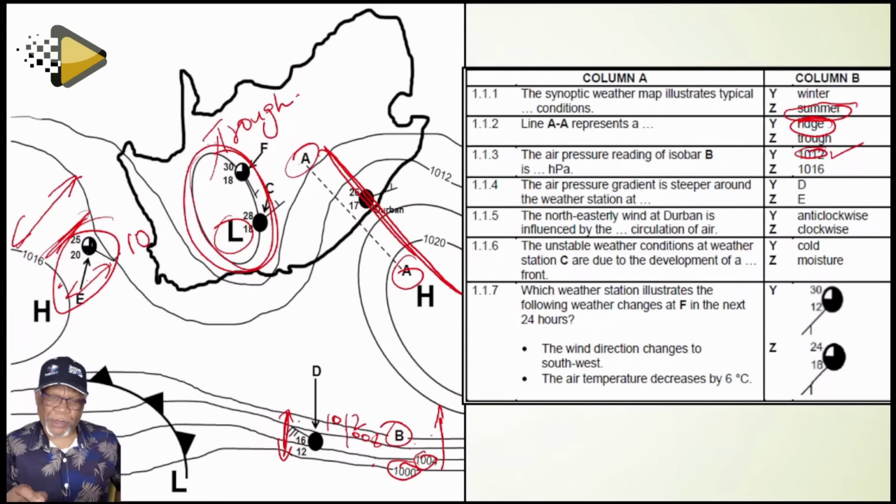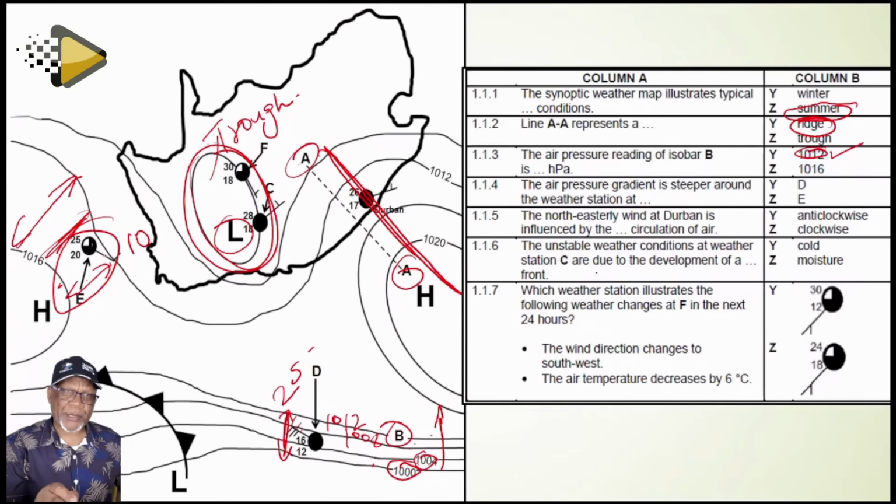But what is the wind speed here? This is 10, 20, and 25. The wind speed here is 25 knots. The wind speed here is 10 knots. And what is influencing that is the distance between isobars. The distance between isobars here makes it a gentle pressure gradient, and here a steeper pressure gradient.